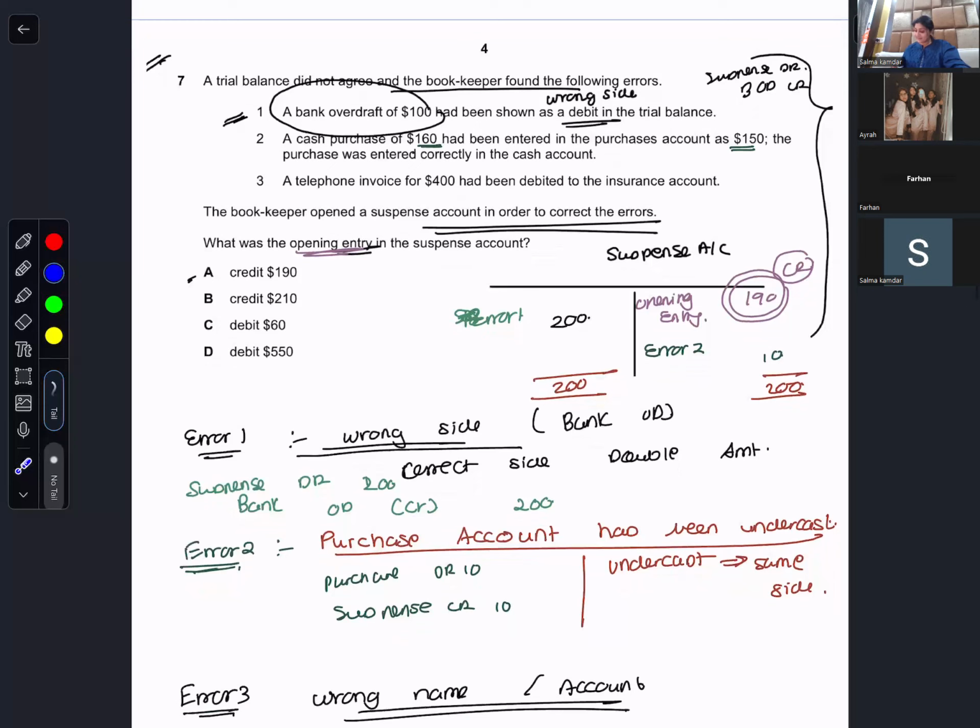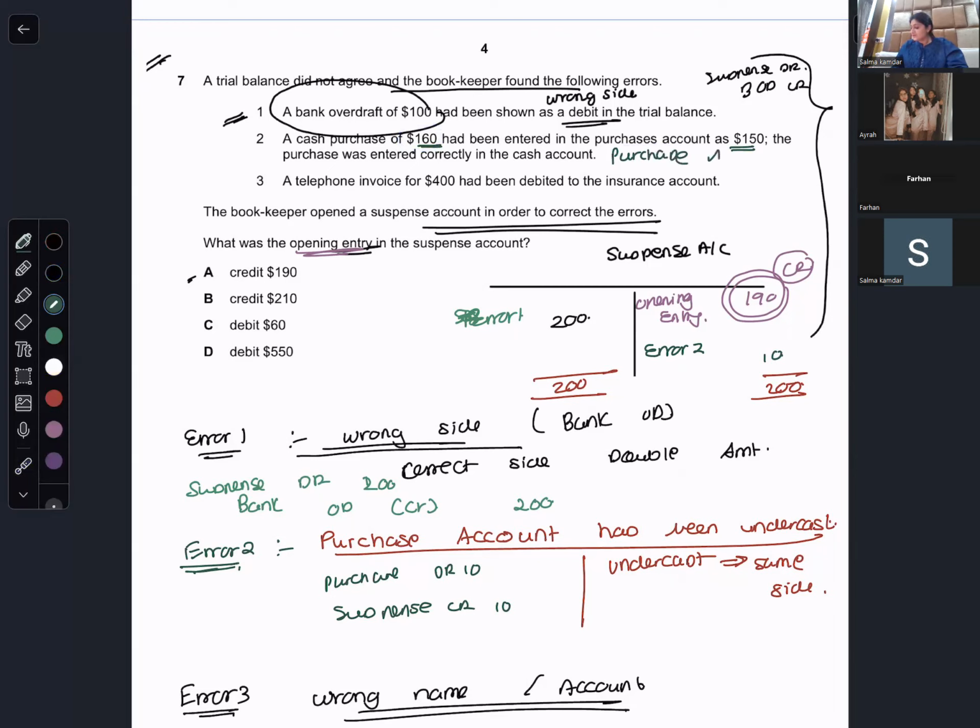Yes. Now the next one. Cash purchase is 160, but you wrote it in the purchase account as 150. You purchased for 160 and you wrote 150. So it means that the purchase account is undercast.